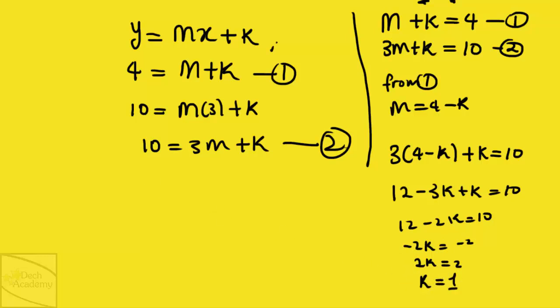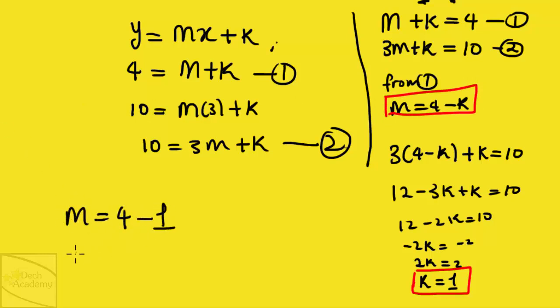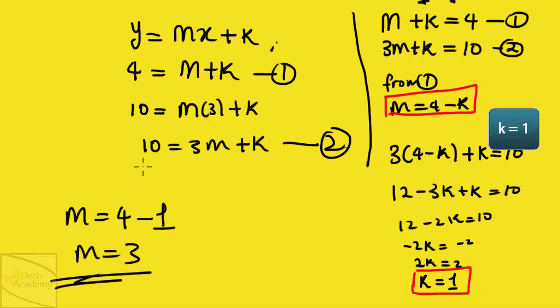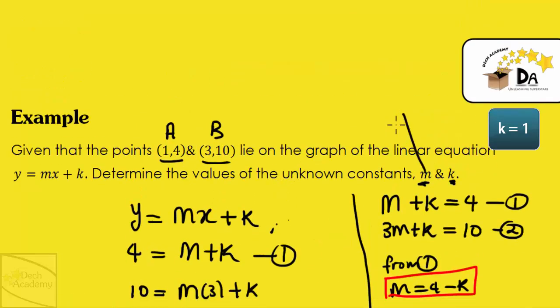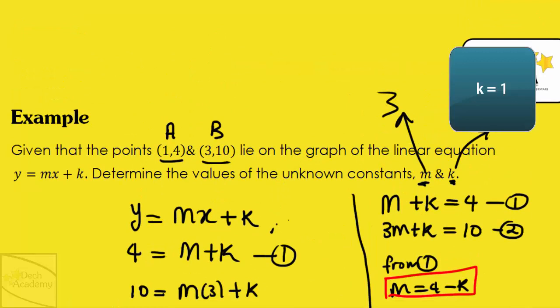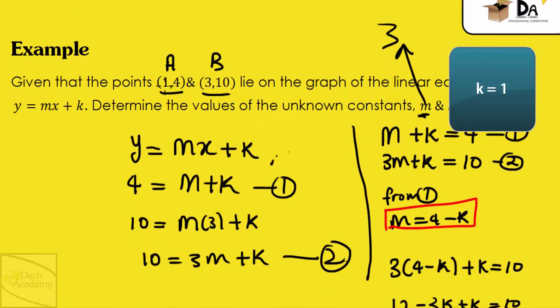So now I know that k is 1, but I need to determine m. Well, m is 4 minus k. Therefore, m is 4 minus, what's k? k is 1. The numerical value of k is 1. So m is 3. And we're done. We now know that m is 3 and k is 1. And we did that by using the fact that when a point lies on the plot of an equation, the coordinates of that point must satisfy that equation.